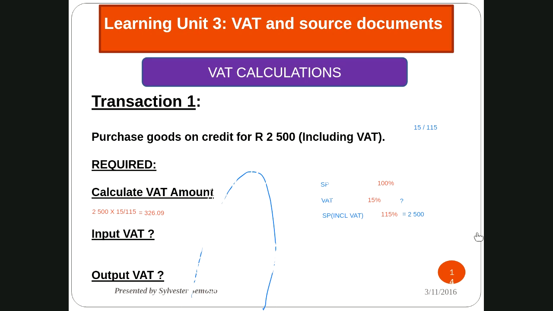Now, is it input or output? Tell me, guys. Is the VAT we just calculated input or output?